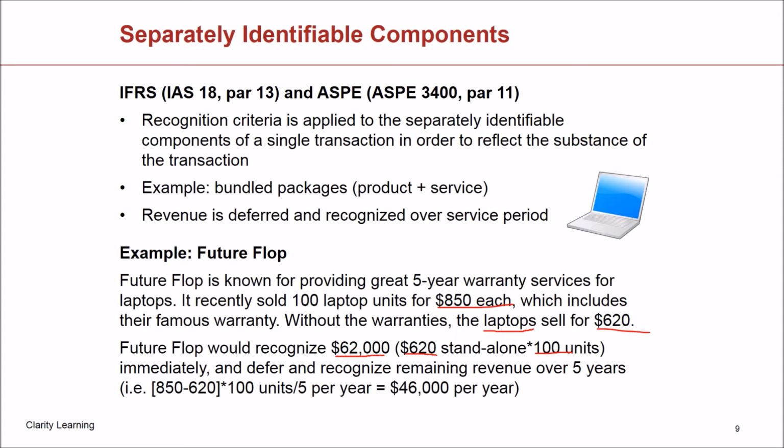So that would be $62,000. However, the remaining revenue associated with the laptop bundle, so the difference between $850 and $620, so that's the $230. That amount we would amortize over the 5-year period and recognize $230 times 100 units divided by 5 each year. So that equates to $46,000 per year.